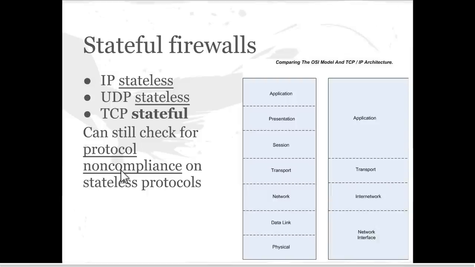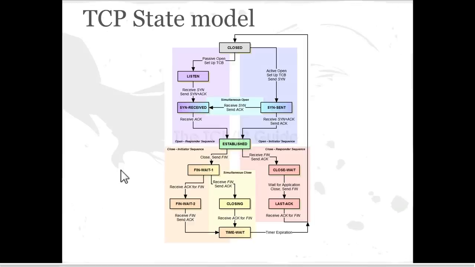I believe in the last lecture I may have misspoke and said something like UDP is stateful. That's wrong. UDP is stateless. TCP is stateful. So even though UDP is stateless, you can still do protocol non-compliance checking with stateful firewalls using it. So hopefully that clears up any possible confusion it may have caused. And so basically, stateful firewalls establish this state model and follow it when connections are established in TCP. And if some error occurs that doesn't exist in this model, it drops that traffic.